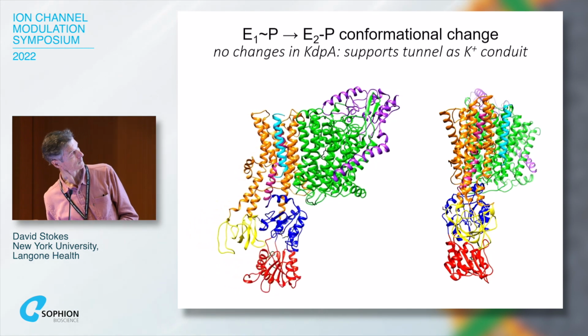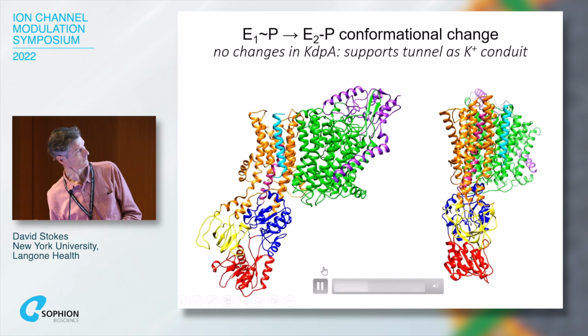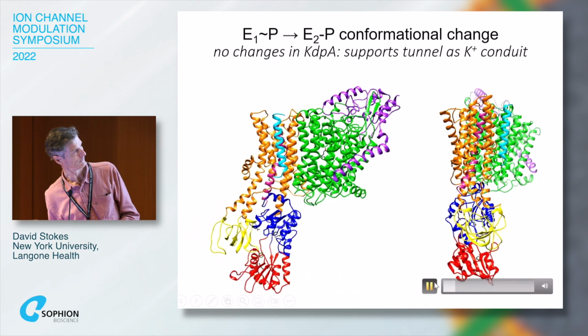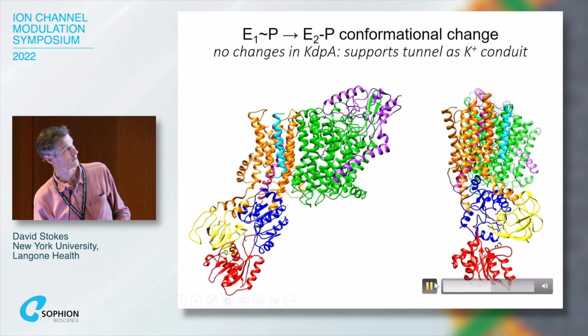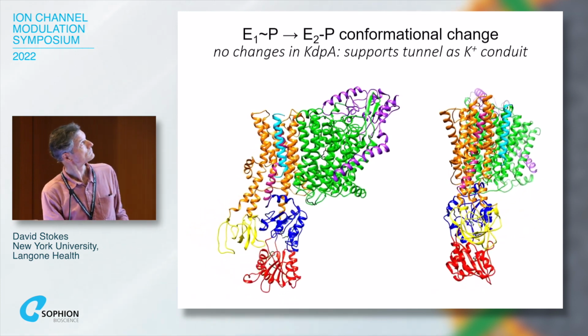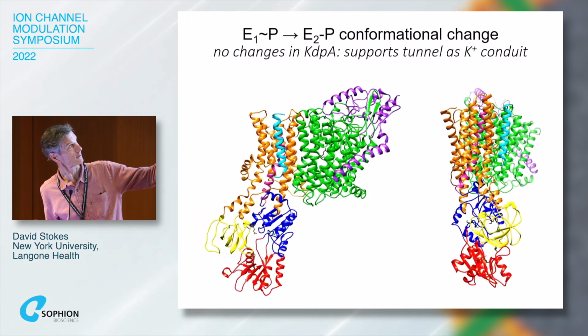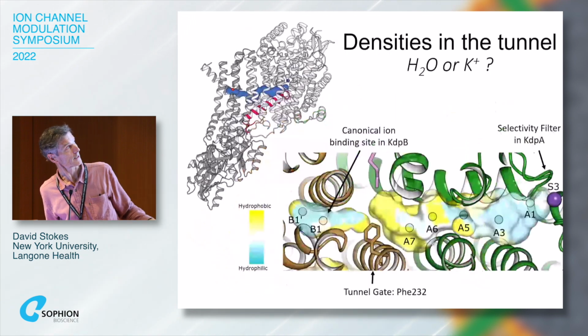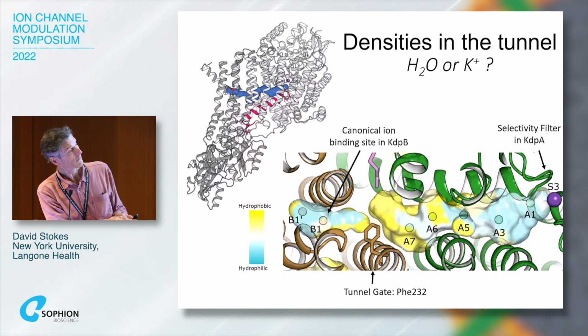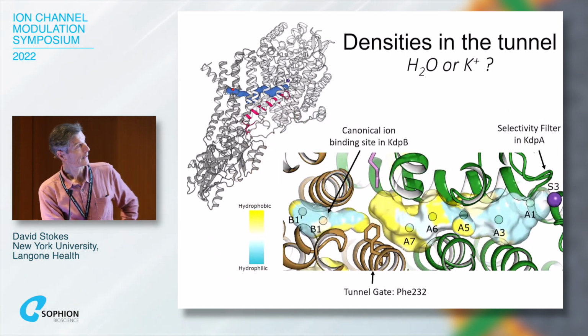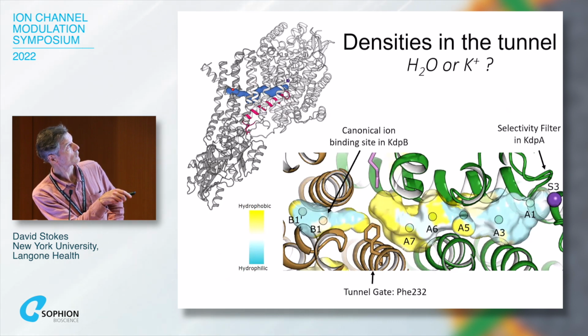This is a view from the side. Same thing, it's just turned 90 degrees. So that supports this model that the tunnel is acting as a potassium conduit. But now we had better resolution, we could see densities in this tunnel. And so that raises a big question.